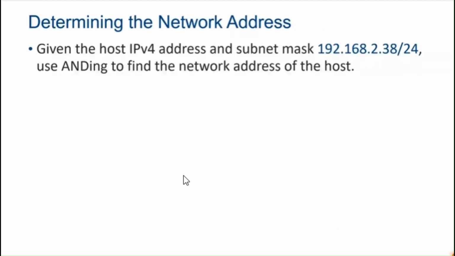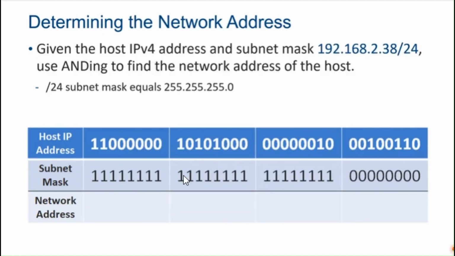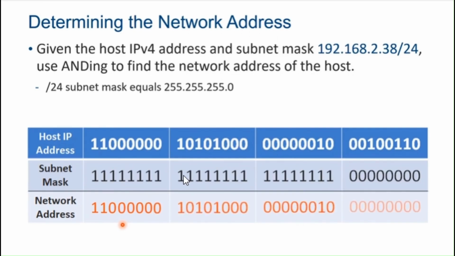Let's say we have a PC with a host IP address and a subnet mask of 192.168.2.38/24, and we'll use ANDing to find the network address of the host. Here's the host IP in binary. Here's the subnet mask in binary. If we compare them bit for bit, we can see that a 1 and a 1 results in a 1, and a 1 results in a 1, a 0 and a 1 results in a 0, and a 1 results in a 0, and so on until we have compared all 32 bits.